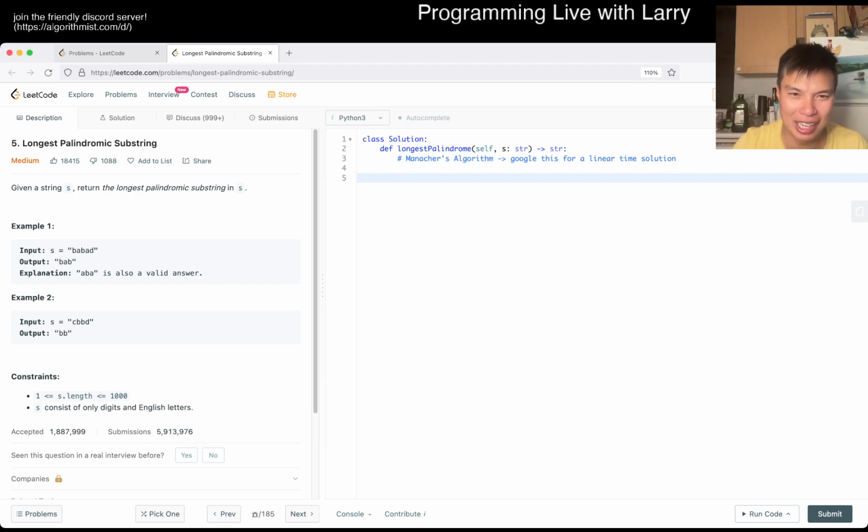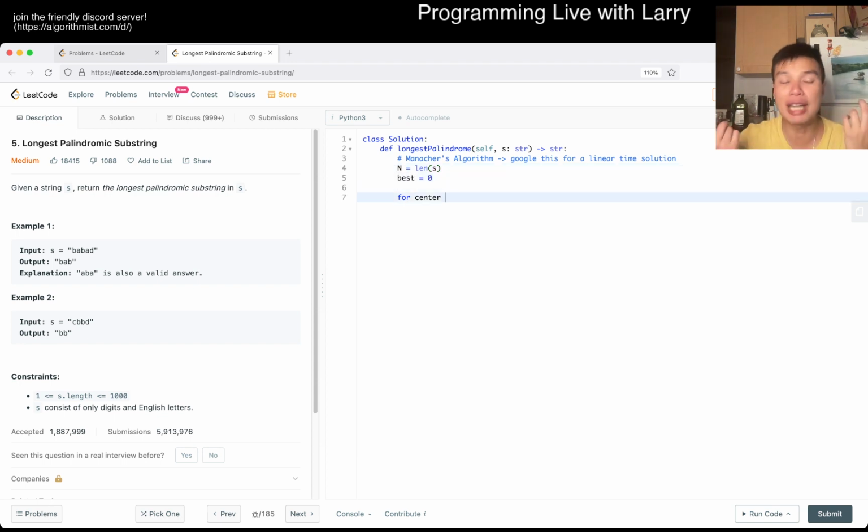Anyway, I will do this the naive way. I feel like I've done something like that, maybe not this particular one, but something like this recently. I think maybe there was one that was just like binary. But yeah, so basically, there are two types of palindromes, right?